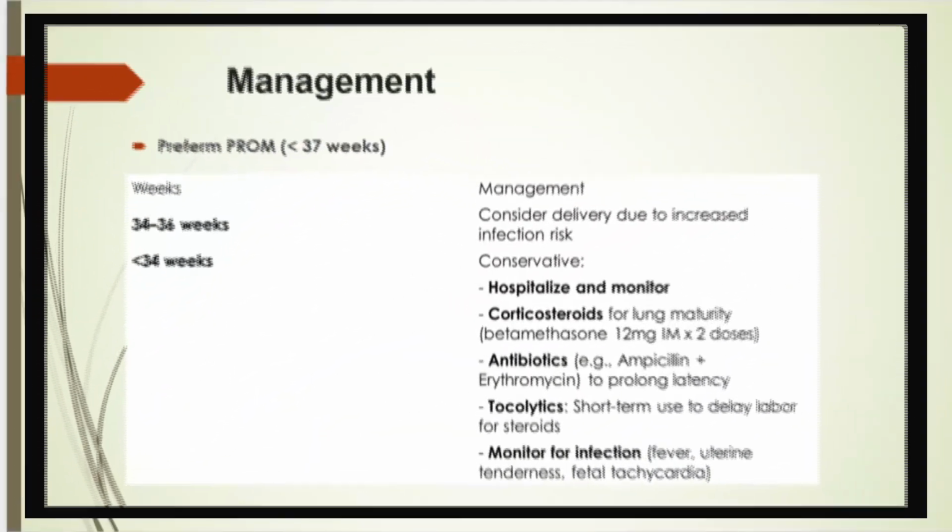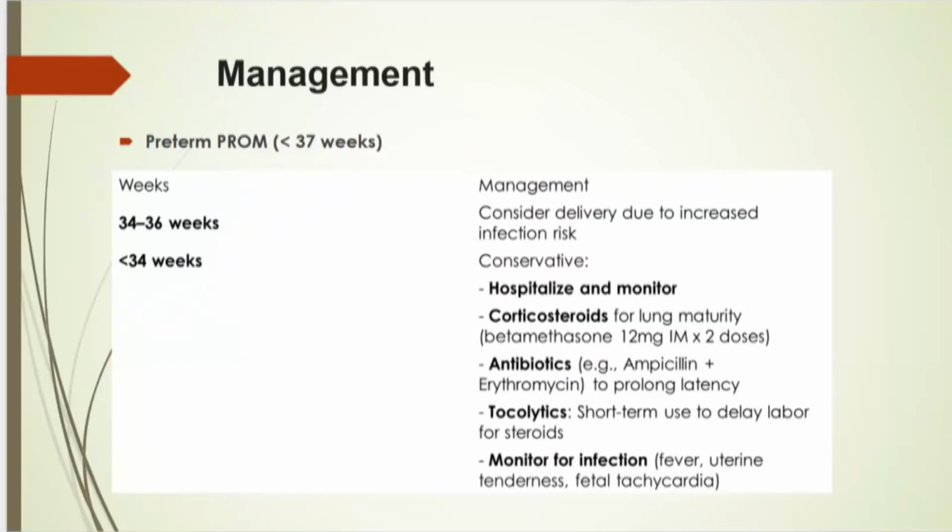So next we will see the management below 37 weeks of gestation. Depending upon the gestational week, we can decide the management. If it is between 34 to 36 weeks, consider delivery due to increased infection risk. If it is less than 34 weeks, we have to go for conservative management, which includes hospitalization and monitoring the baby and mother, and corticosteroids for lung maturity. For that, betamethasone 12 mg IM, 2 doses has to be given.